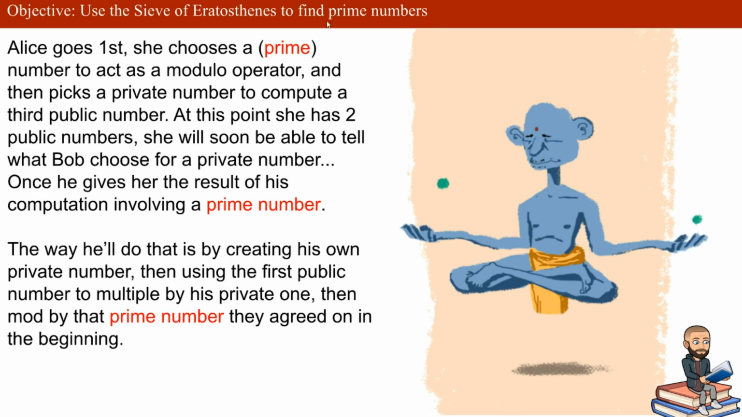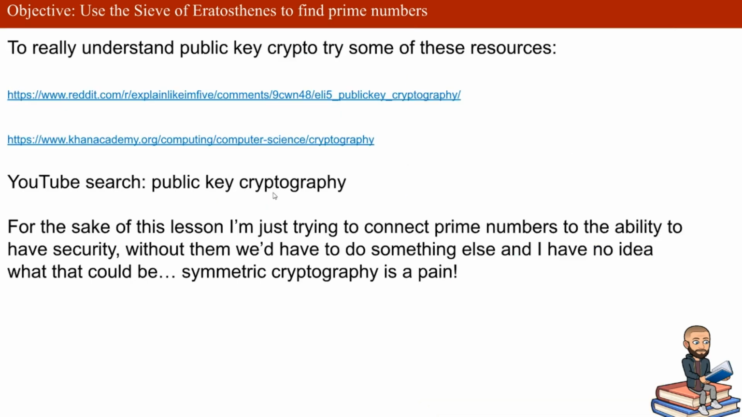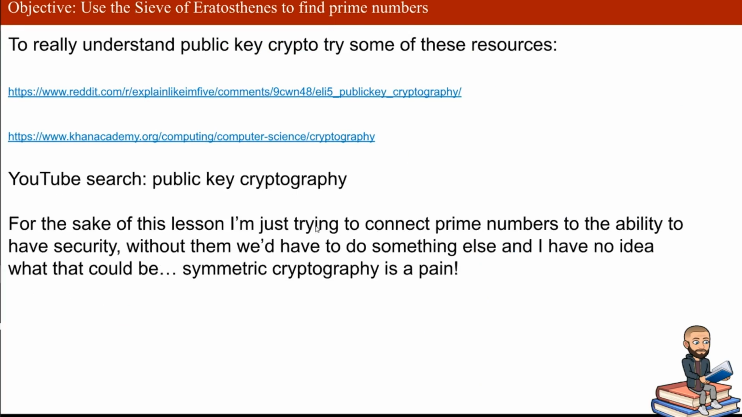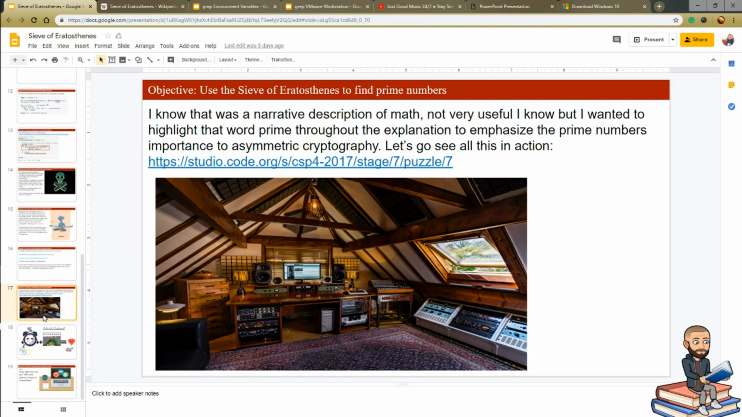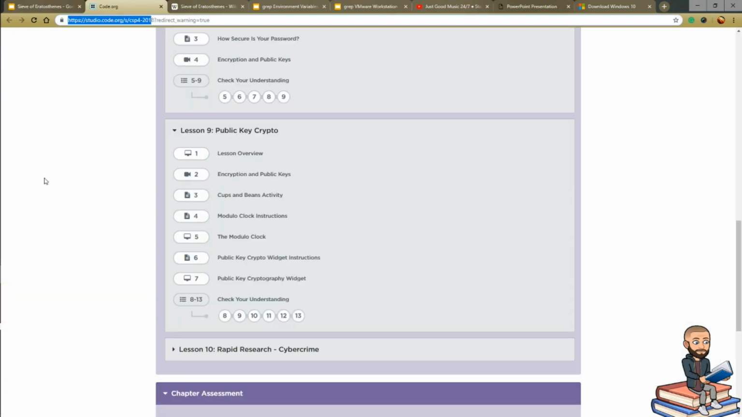So I hope you're just patient with me right there as I was reading this thing about Alice and Bob. I just am trying to emphasize the importance of primes. You saw how often the word prime number popped up there. So if you go to this link here, and you have to have a code.org account to be able to play with this widget, but the widget is called the Public Key Cryptography widget.